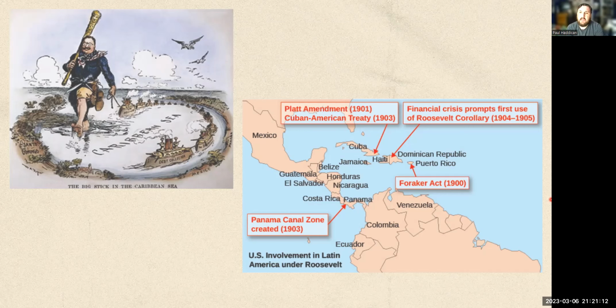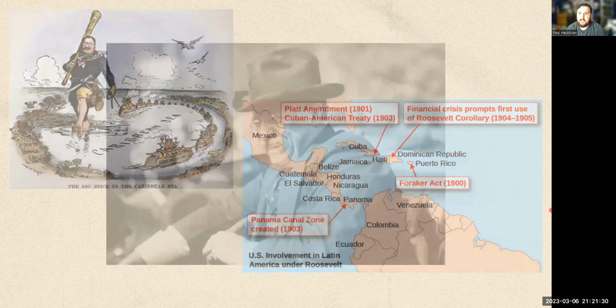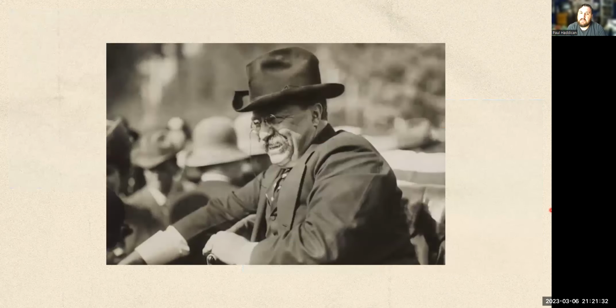And you'll see here we have financial crisis prompts first use of Roosevelt corollary. We'll have a financial crisis in the Dominican Republic and Haiti that gives an excuse to the United States to really step in and make good use of that Roosevelt corollary to the Monroe Doctrine here. This is a picture of Teddy Roosevelt. I'm not sure when this picture was taken. Obviously during his lifetime, but I'm not sure at what event, or whether before or after the war.